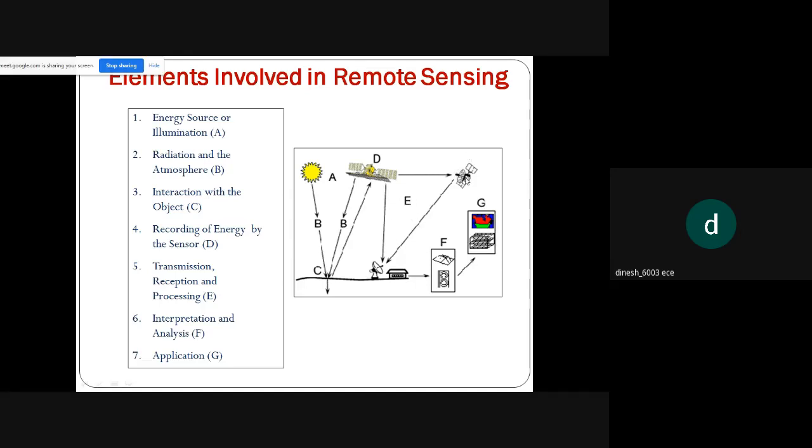Then it is given to a satellite and then back to the earth station, or directly from the aerial platform it is given to the earth station, or through the satellite to the earth station. Then it is processed. Then it is interpreted using interpretation or analysis, F. Then it is given to the corresponding application, for which purpose we are monitoring this, which is G. So these are the elements involved in remote sensing.